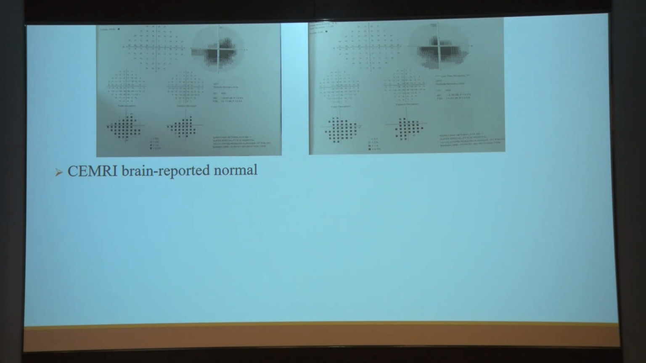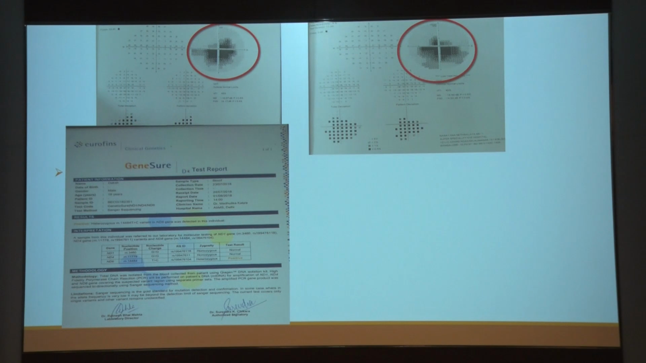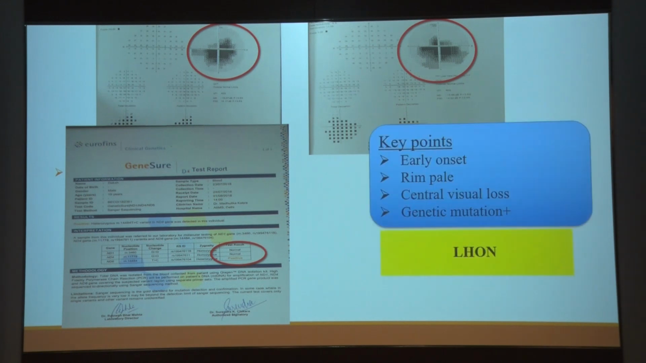So considering that most likely it's hereditary, as the patient did not have any history of drug intake, we got a genetic analysis done for the patient. It came out to be positive for LHON, okay? In LHON you can test for 3 primary mutations, but apart from that, you can have other mutations also.